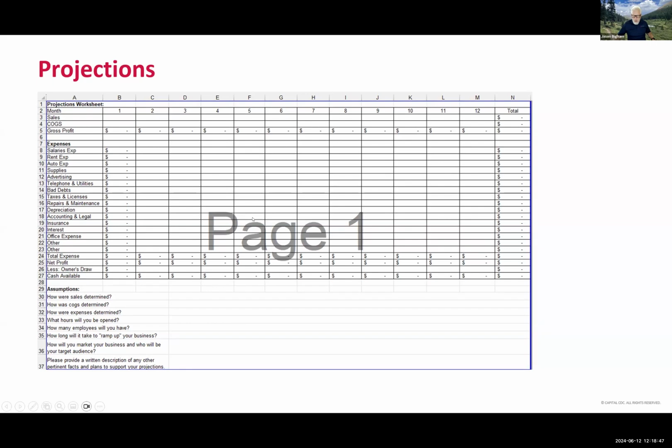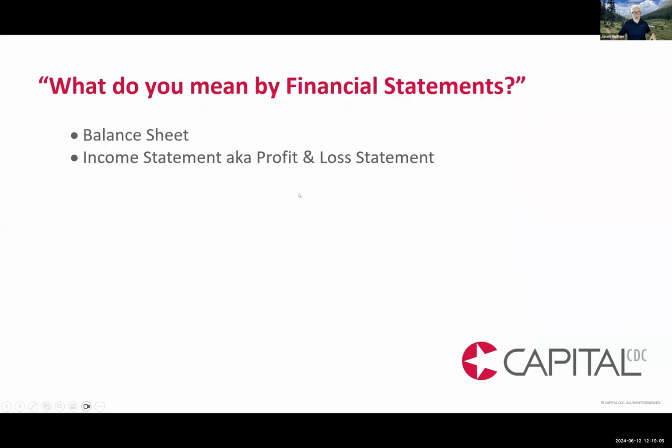And it's pretty important. The bank and any lender is going to want to know, how much money do you think you're going to make here? And why do you think that you're going to make that much? So that's what the projections and the assumptions are all about. I mentioned the bank will also want to see some financial statements.